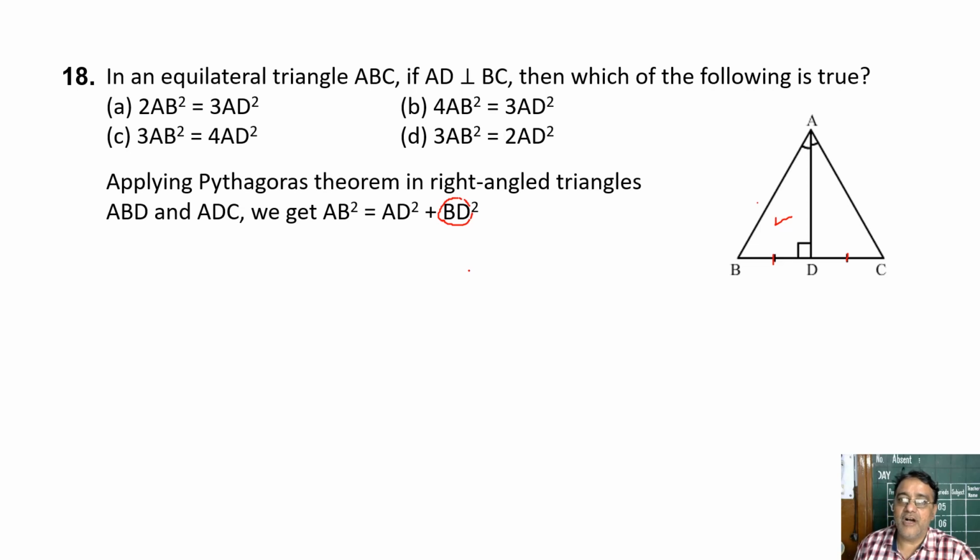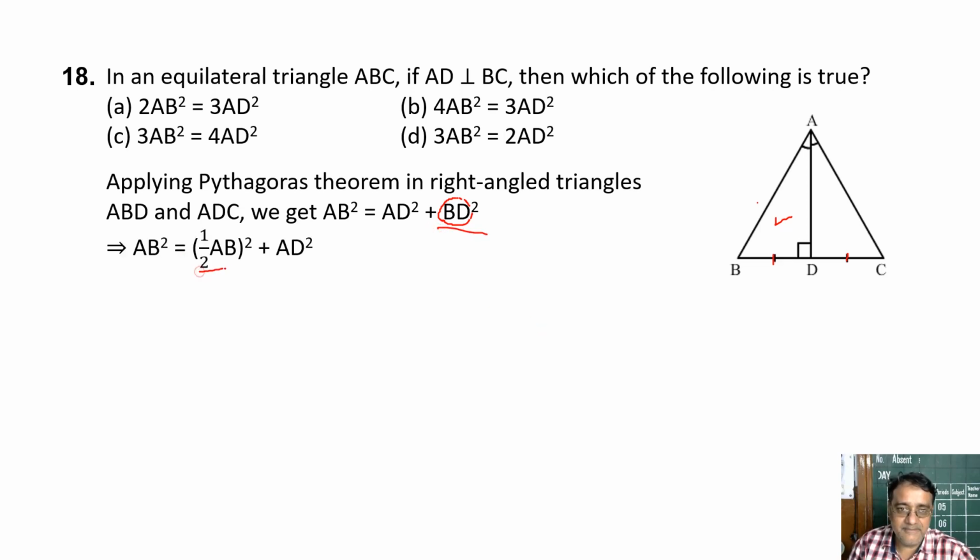Okay. उसको half of AB भी लिख सकते हैं हम लोग. Why? Because it is a BD, we can write half of BC और BC को हम लोग AB भी लिख सकते हैं because it is an equilateral triangle and in equilateral triangle all sides are equal, right? So I am going to replace this by half of AB.